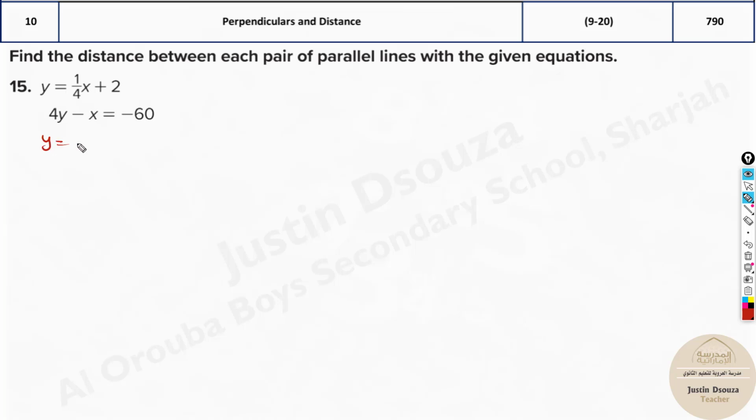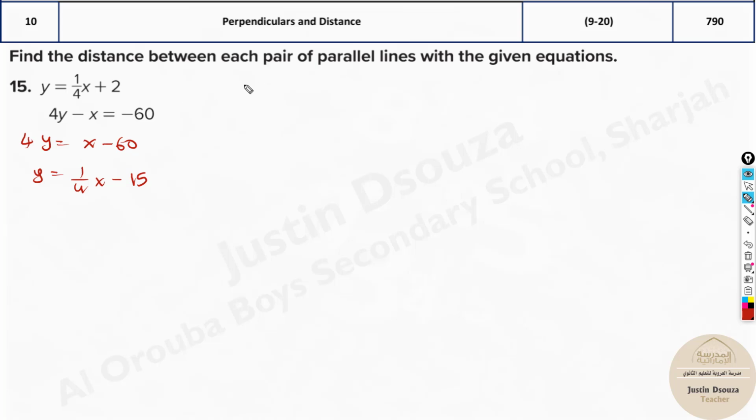The second one needs to be written as y equals, take this x to the other side, positive x minus 60, and this 4 is there, right? Divide throughout by 4. Y is equal to 1/4 x minus 60 divided by 4 is 15. And now these are the two equations.